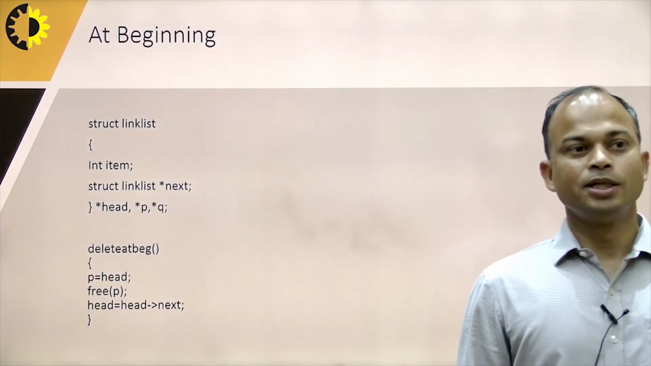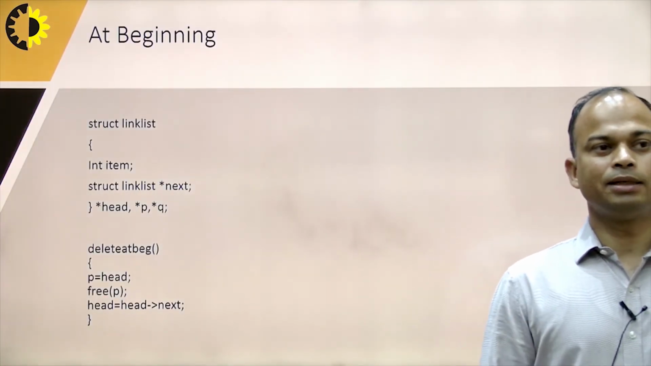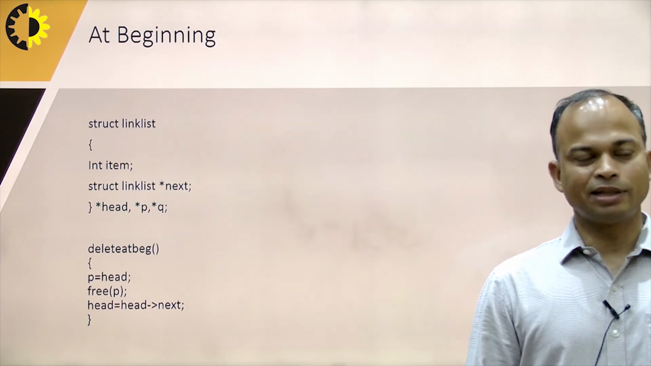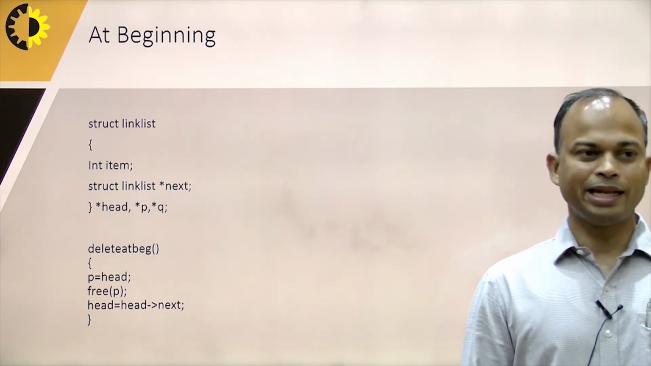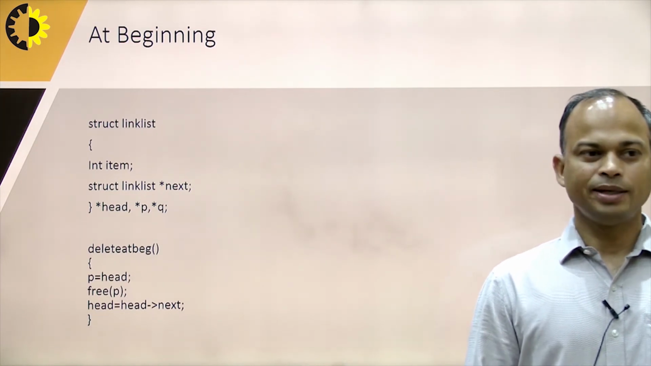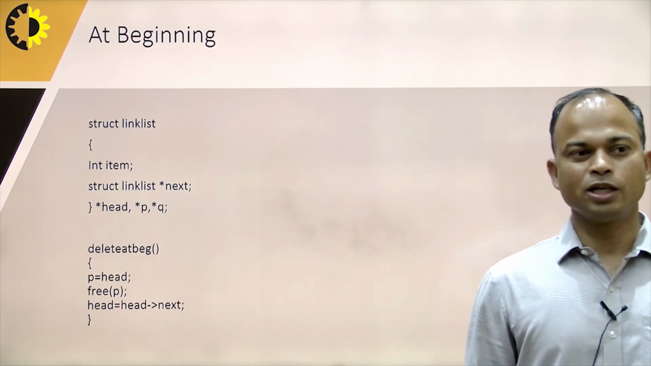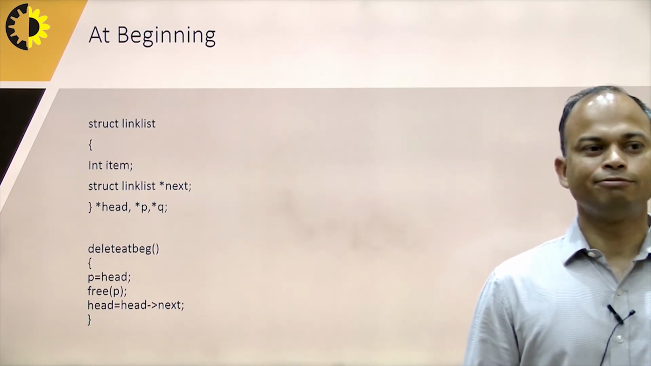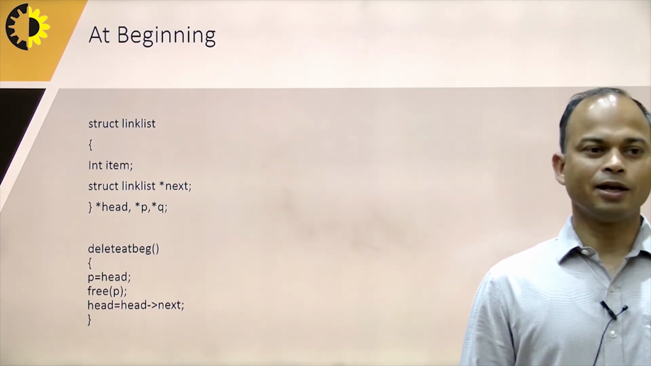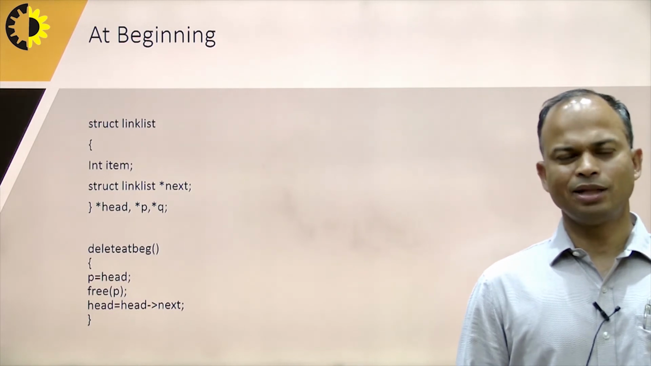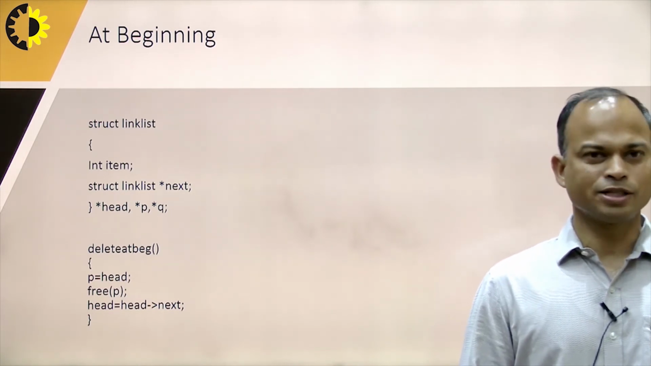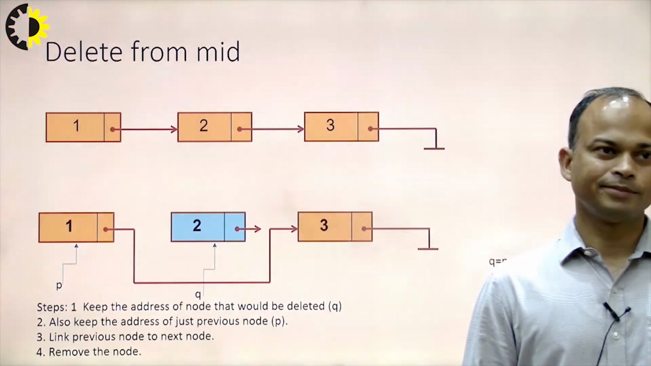Now, this is the detailed code, and we have made a linked list, and we have 3 statements for delete beginning: p equals head, free p, head equals head arrow next. So in this way, deletion is possible from the beginning.